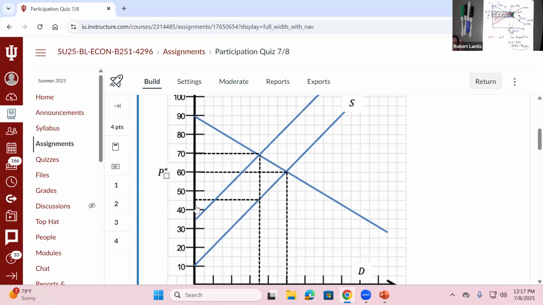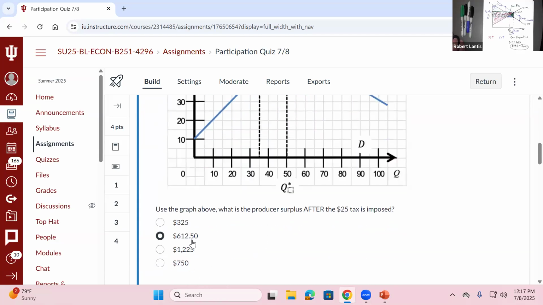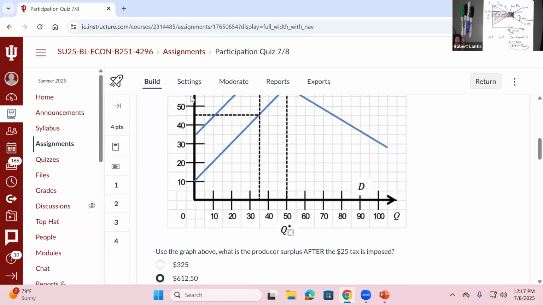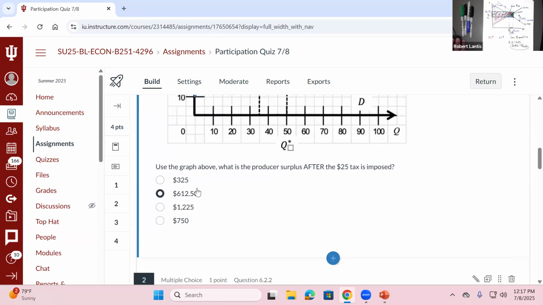So that's what? 35 times 35 times a half should give me 612.5. Right? So just the area of this lower triangle, which I'm doing the right, 10 to 45, so 35, times 0 to 35, 35 times a half, that would give us our producer surplus. Okay.